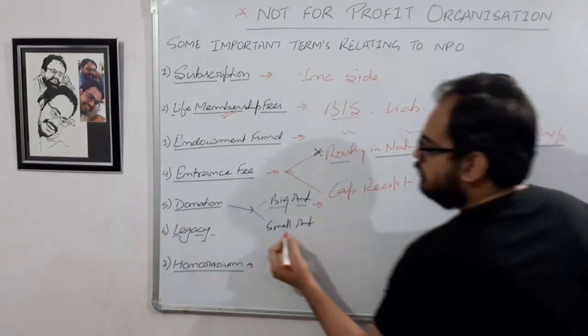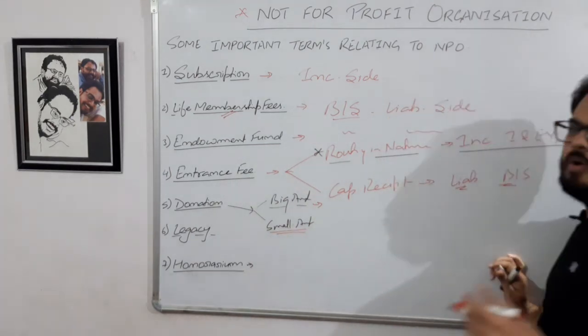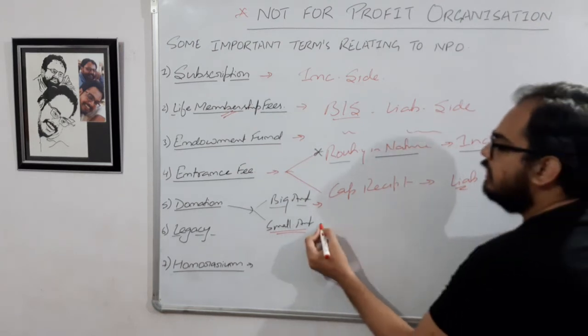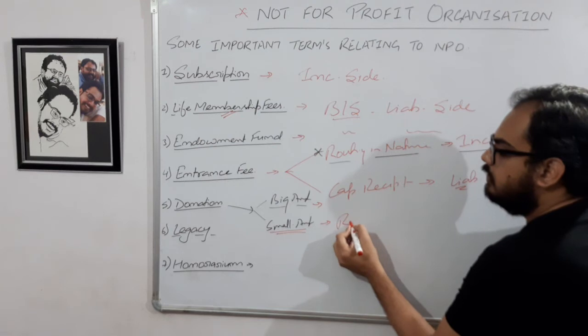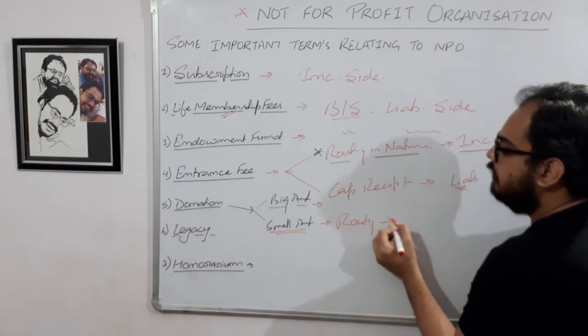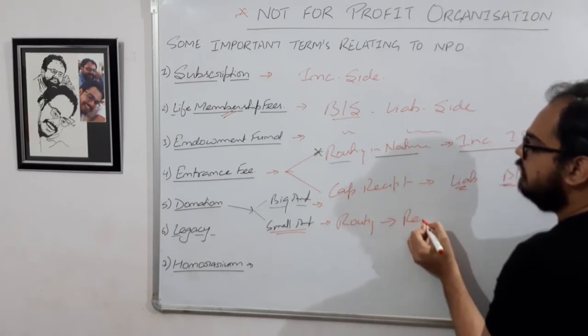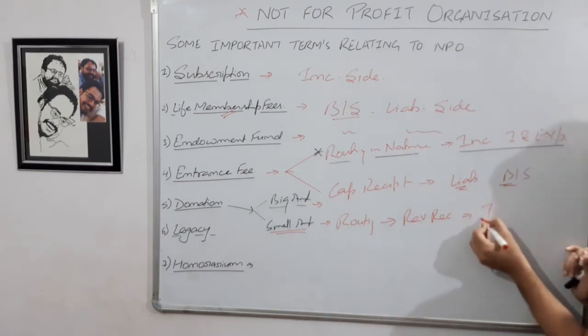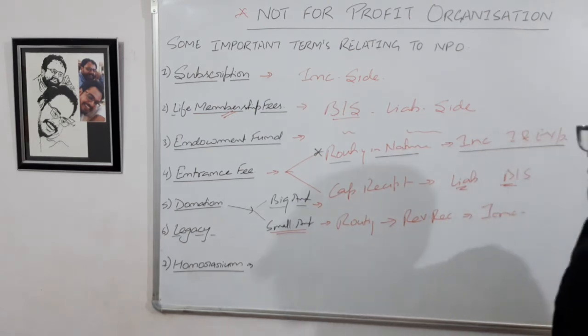And in case of a donation of a small amount, sir, it is a very common donation which is generally received by the club on a routine basis, so we will treat it as a revenue receipt. Since it is routine in nature, we will treat it as what? Revenue receipt, and it will be shown on the income side of the income and expenditure account.